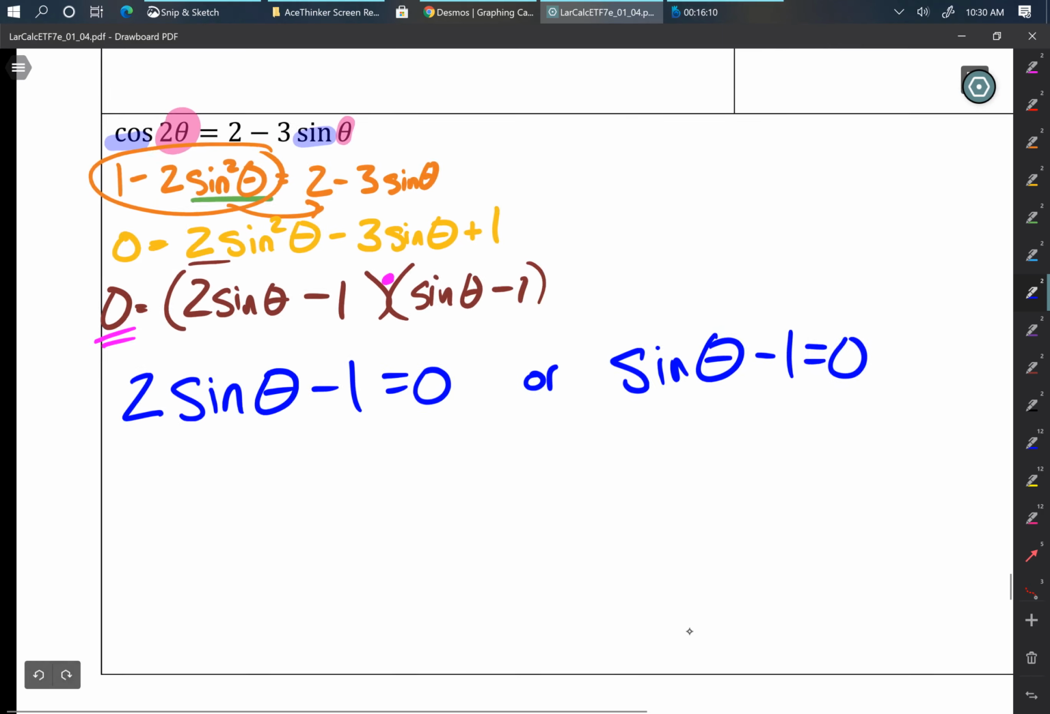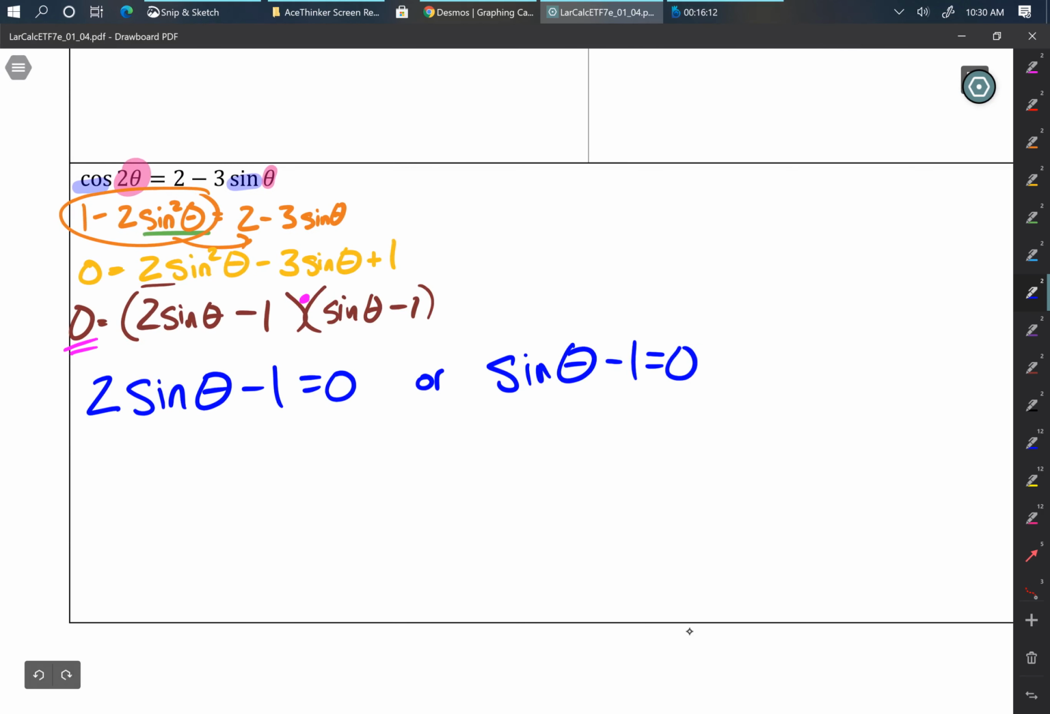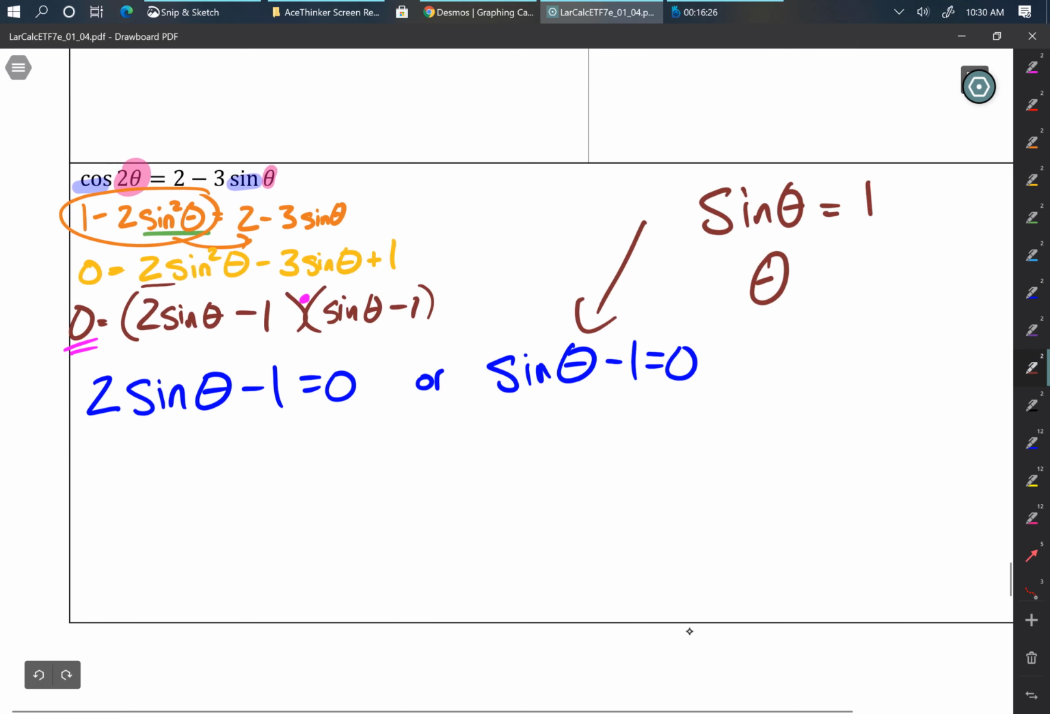Now, given that I'm lazy, I'm going to attack this one first. If the sine of theta minus 1 is 0, that means that the sine of theta is 1, and that means that theta will be pi over 2 plus 2n pi. Sine is y. Y is 1 when we are exactly a right angle, which is pi over 2 in radians. Now I'll deal with that other one.